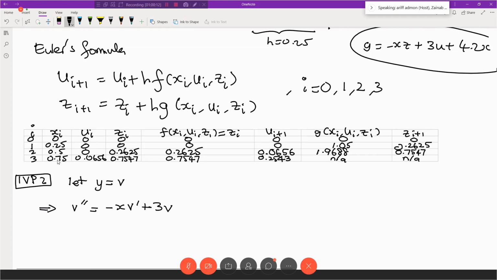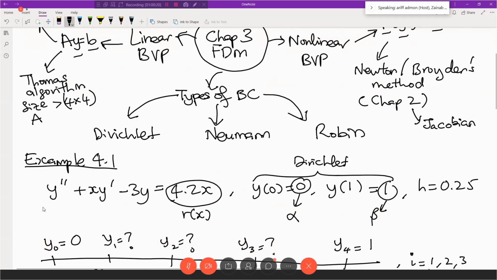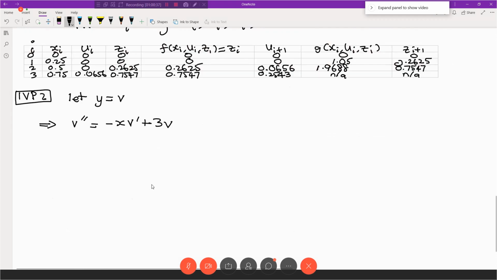Okay, how about Rx? No Rx here. What is your Rx? This part. This is your Rx. So for second IVP, do not write this term. Only these three. So you bring these two to the right, so minus x V prime plus 3V because we let y as V.